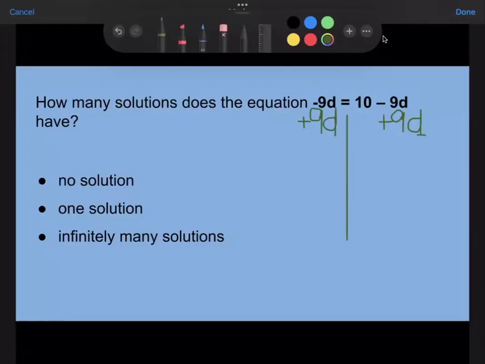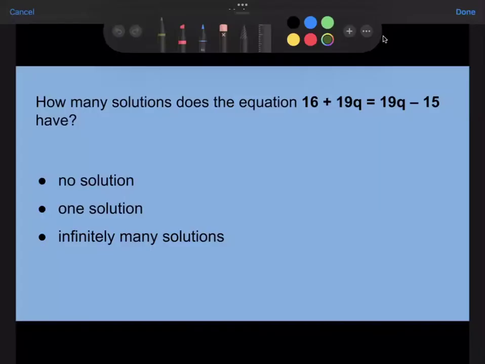So it moves across the line. I have to do the opposite to both sides. This cancels out, but so does this. So now my variables are eliminated, not limited, eliminated. 0 equals 10. That is an untrue equality statement. 0 does not equal 10. So that means this equation actually has no solution.